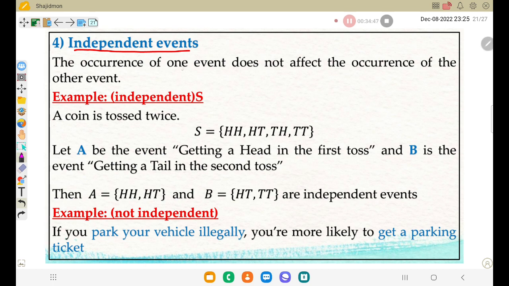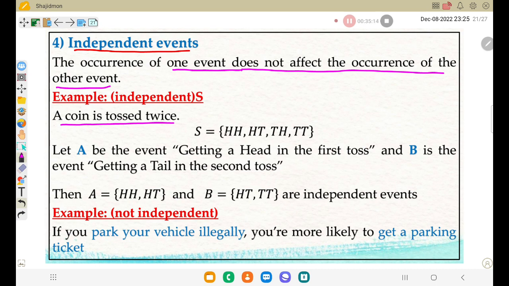So the occurrence of one event does not affect the occurrence of the other event. Okay, one event happened in one trial. Next, when we do the next trial, it is independent. If one event happened, the next event does not depend on it. Independent, correct? No connection. That is the meaning. For example, a simple example: a coin is tossed two times. One time tossing, second time tossing.